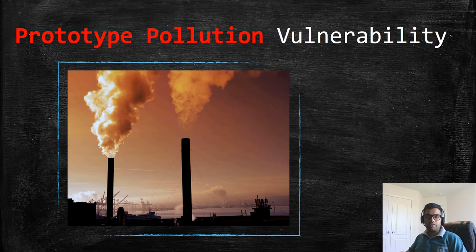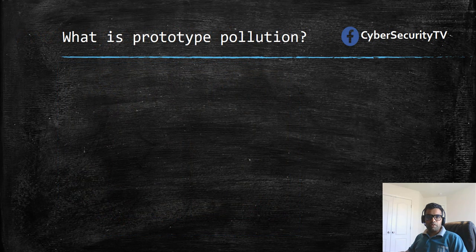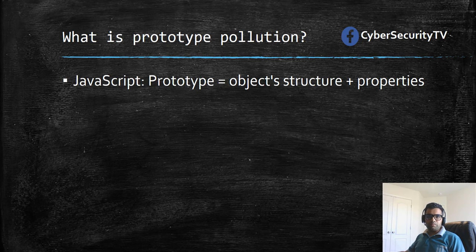Actually, I was testing one of the applications more recently, and I found this vulnerability, and that's what inspired me to do this video, because I wanted you guys to understand what this vulnerability is. This is more due to a bug in JavaScript, or how JavaScript itself is structured. In JavaScript, a prototype defines an object structure and properties so that the application knows how to deal with the data. The prototype is something like a blueprint. It's the object structure and properties.